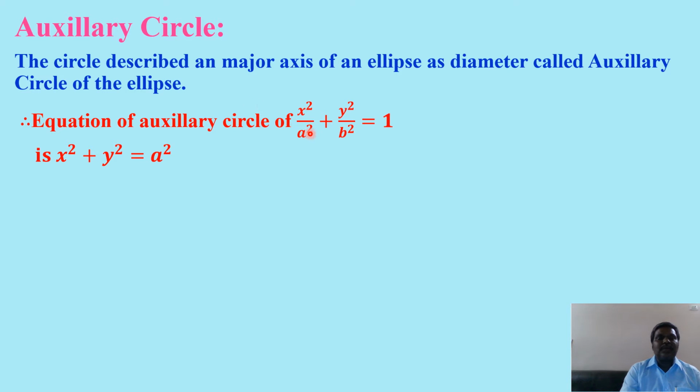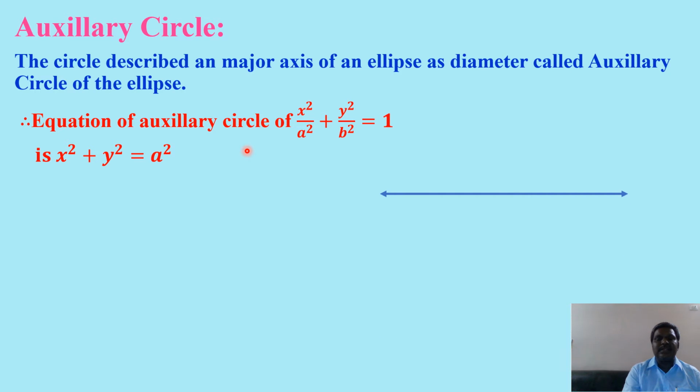Because what is the length of the major axis? 2a. It is the diameter, then its radius becomes what? a. What is the center? 0, 0. So the equation of the circle with center at 0, 0 and radius a is x square plus y square is equal to a square. How to draw this one?